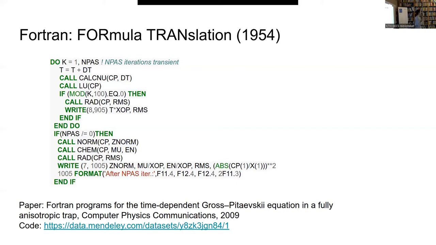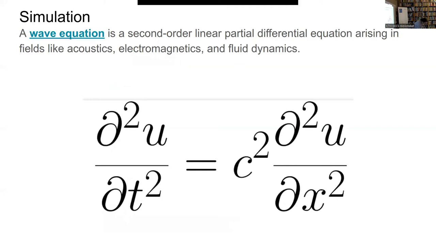Let's move on to another equation and another implementation, slightly more modern. So here, this is a wave equation. The wave equation is also very well known. It's a second order linear partial differential equation arising in the fields of acoustics, electromagnetics, and fluid dynamics. Everywhere we have waves. And this is extremely important. So right now, this computer is on Wi-Fi. So lots of waves happening, lots of interferences.